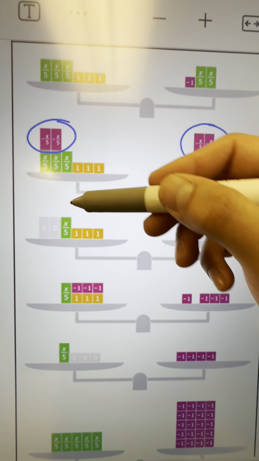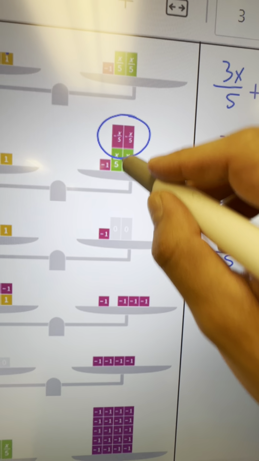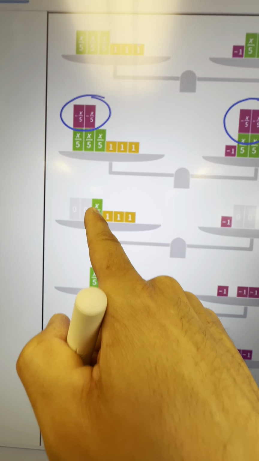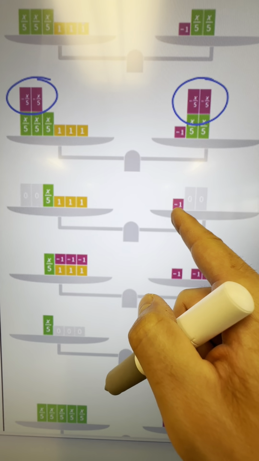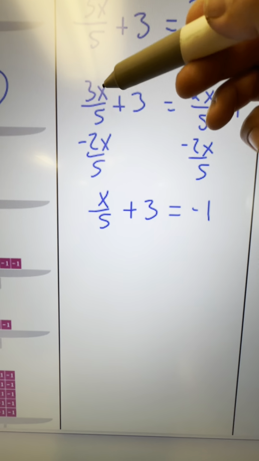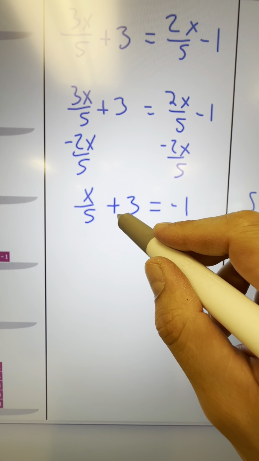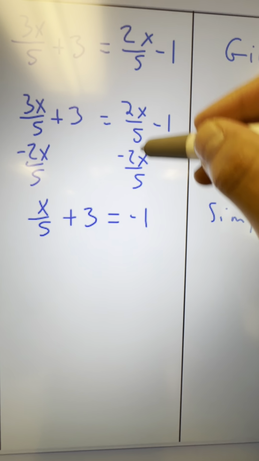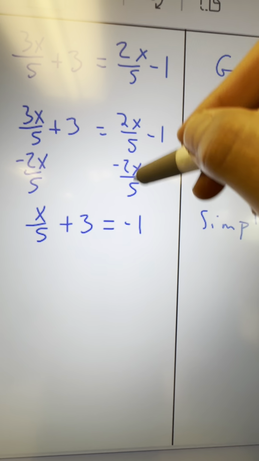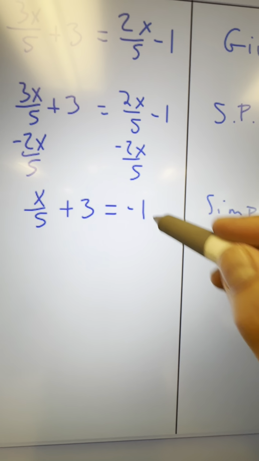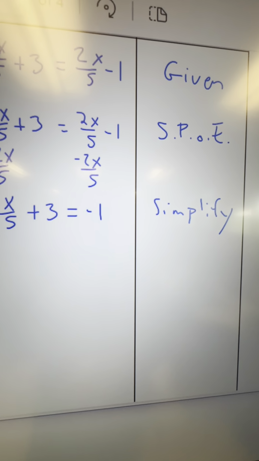And then next, you can see here we combine these and we get the 2 zero pairs. Combine these, we get 2 zero pairs, and we're left with x over 5 plus 3 equals negative 1. So again, by subtracting it, we're left with 1x over 5. I'm still left with 3 positives. These are opposites, so they cancel each other out, and we're just left with negative 1. And this is called simplifying.